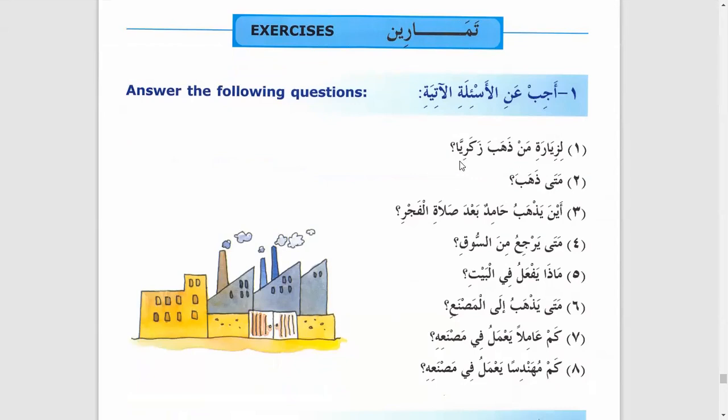لزيارة من ذهب زكريا؟ لزيارة حامد. So you have to give ذهب زكريا لزيارة حامد. Excellent. ذهب زكريا لزيارة حامد. Okay, Zakaria went to visit Hamid. متى ذهب؟ When did he go? بعد صلاة الفجر. You sure? ذهب? Zahab.